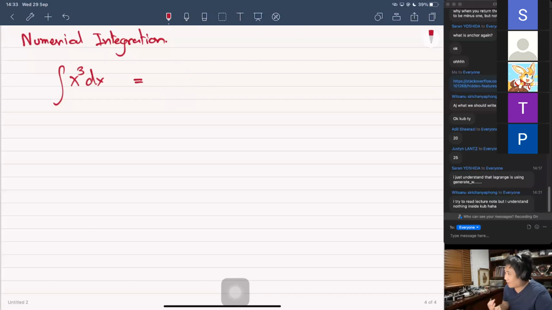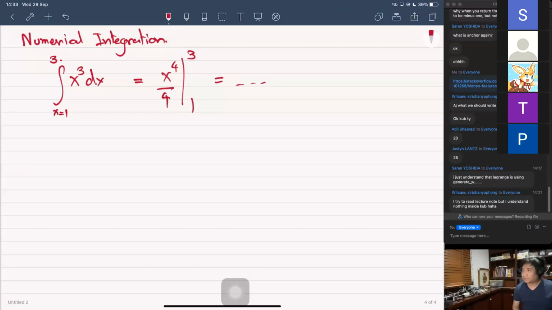For example, if you integrate with the limits x equal to 1 and x equal to 3, then what you're going to get is x to the fourth over 4, plug in 3, plug in 1, and whatever number you get. At the end you get some number. Let me get the number real quick: 3 to the 4 over 4 minus 1 over 4. Yes, 20.